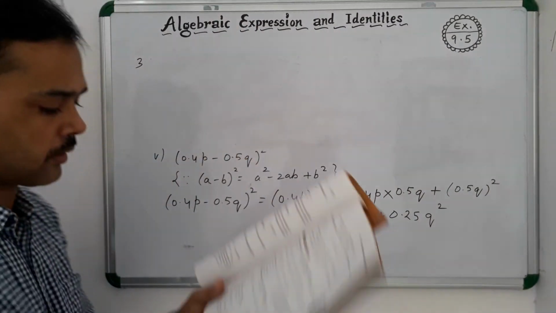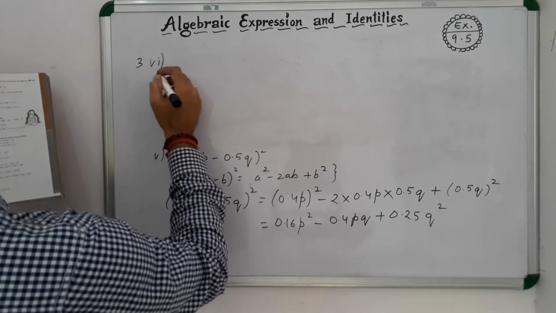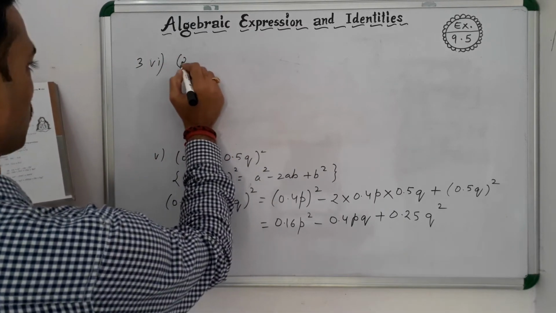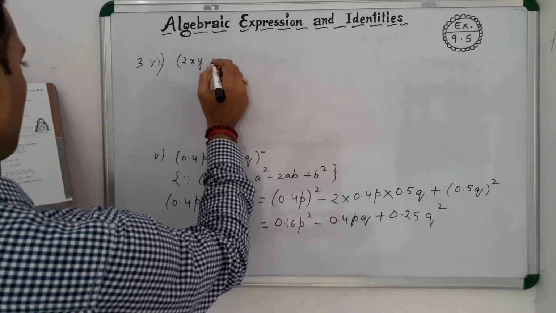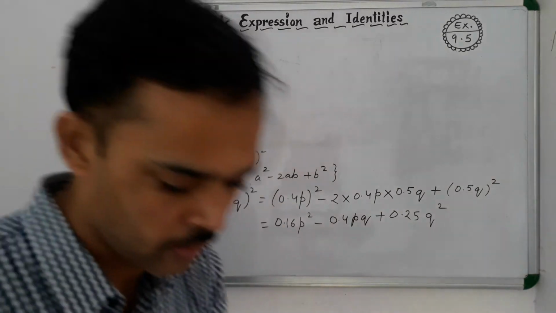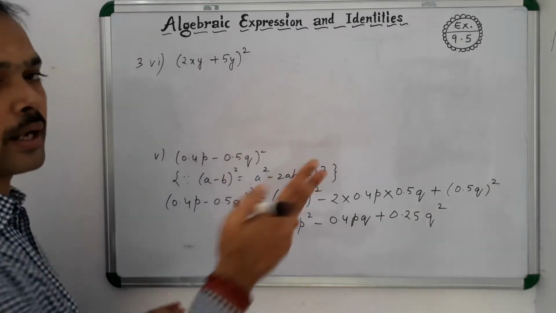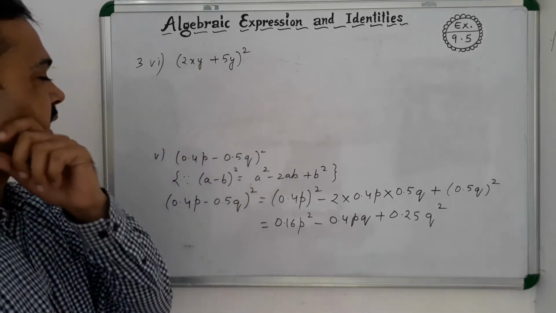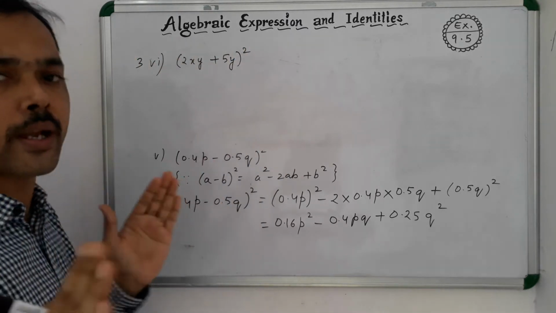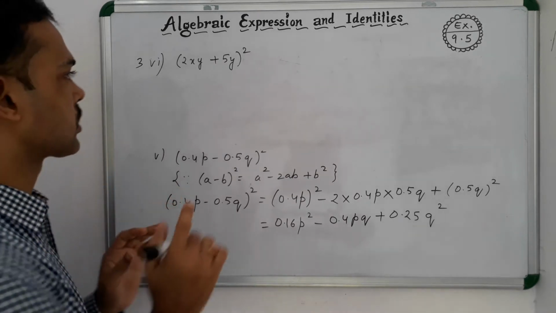In sixth part, the question is (2xy plus 5y) whole square. Here you can see that there are two terms and in between it is plus and it is square. Means we can use the first identity, that is (a plus b) whole square.